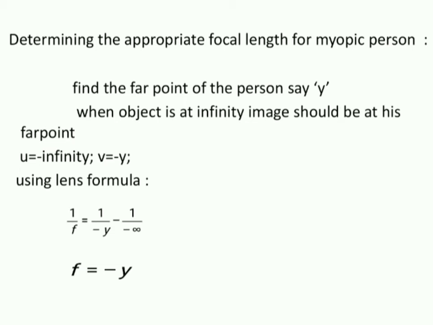So if you just know the far point, you can prescribe the focal length for correcting the defect. Say if the far point is 50 centimeter, the focal length should be minus 50. That means it should be a diverging lens with focal length equal to 50 centimeter.